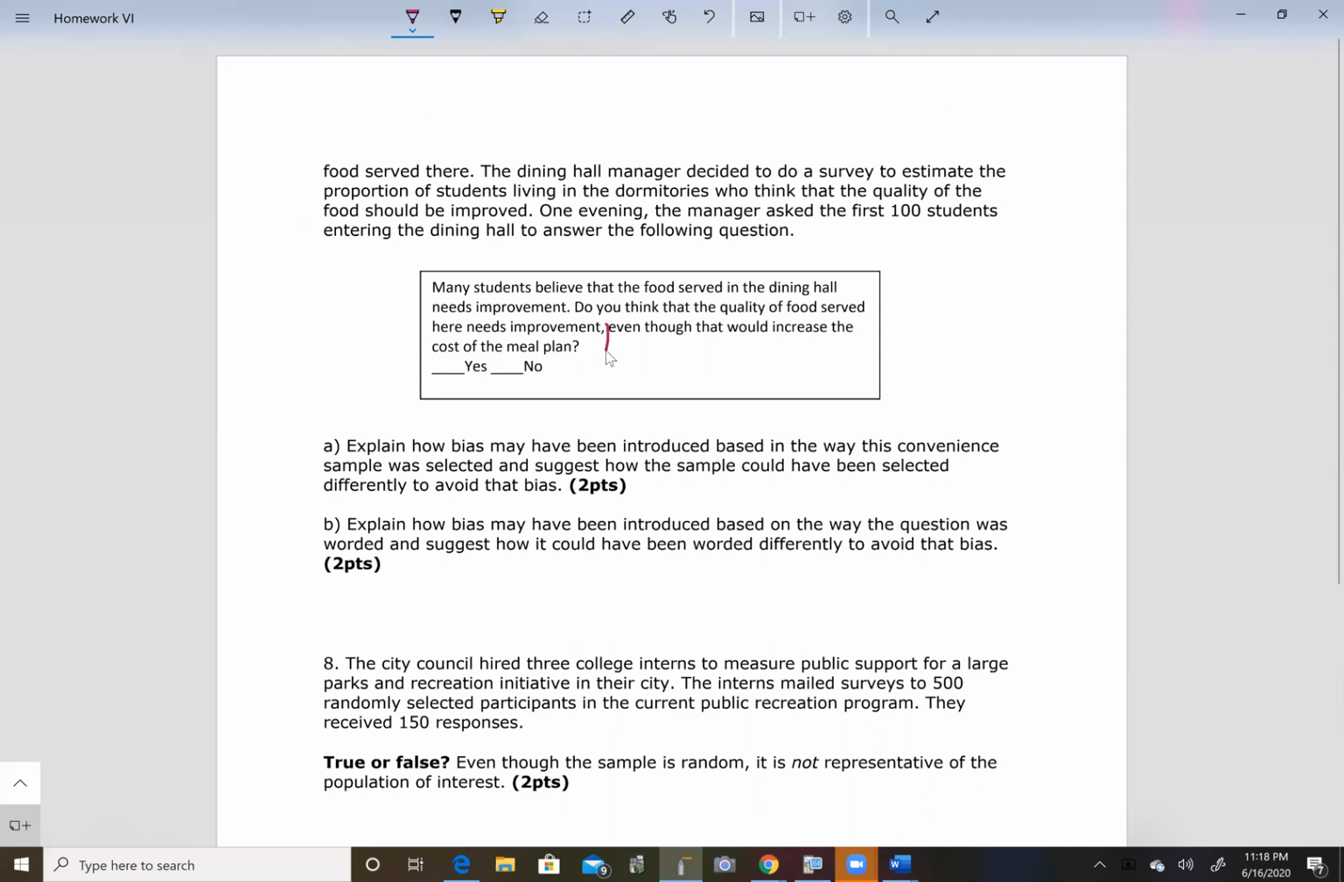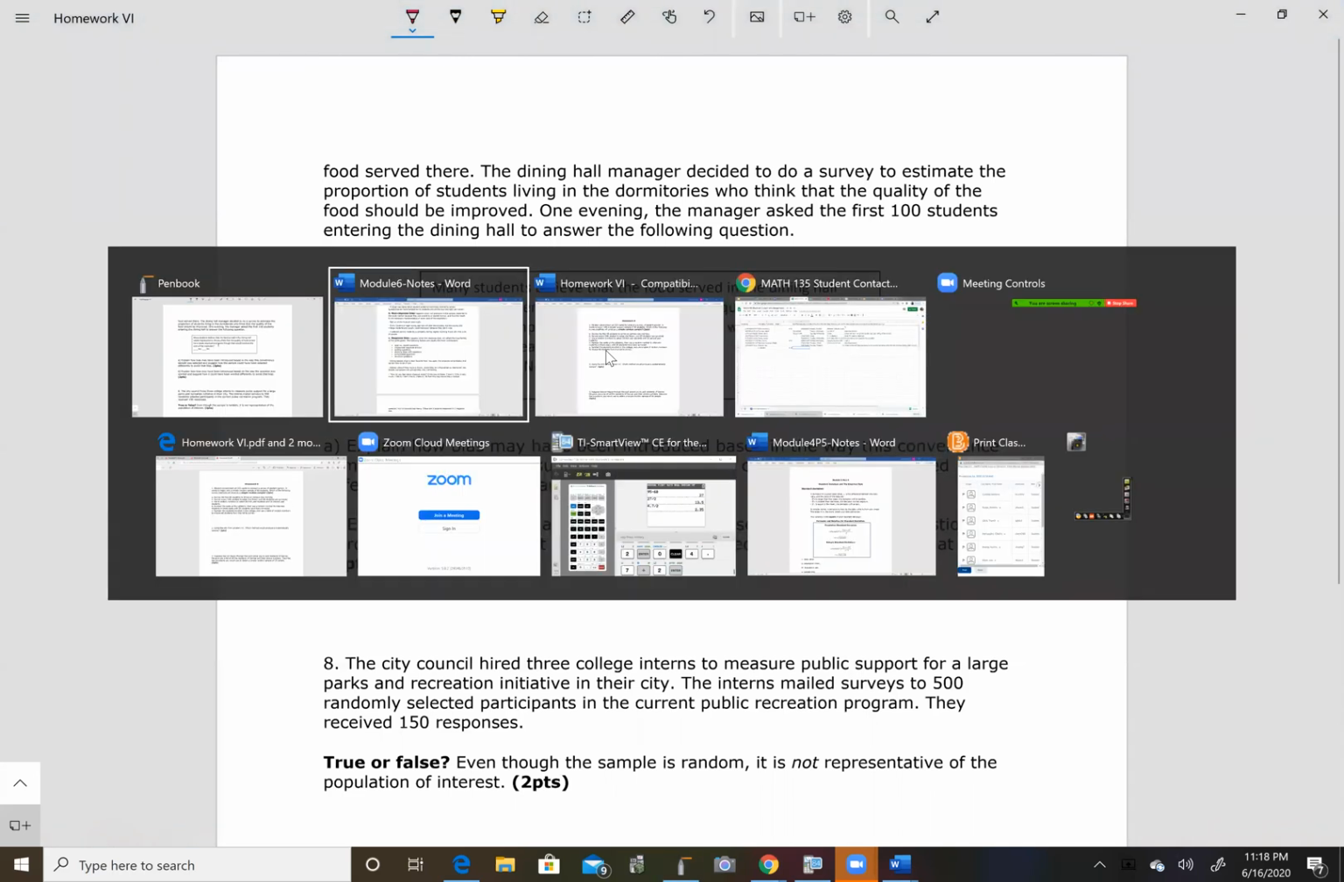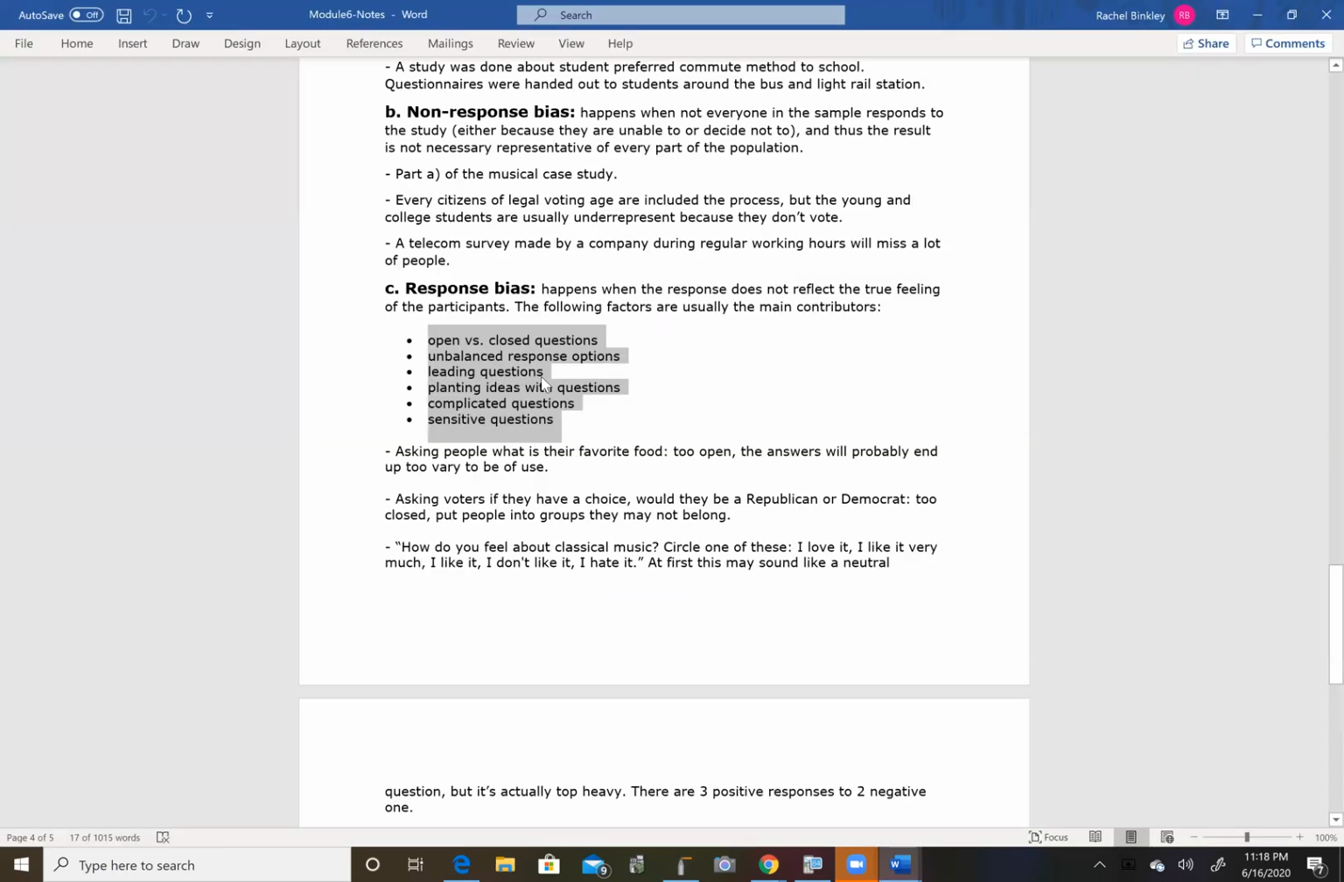I can highlight this. Even though that would increase the cost of the meal plan. So it's kind of like threatening them, you know. So what would this match up with? I think this one, planting ideas with the questions. Okay, he's already planting the idea in that question, and that's what's going to make him have a response bias.